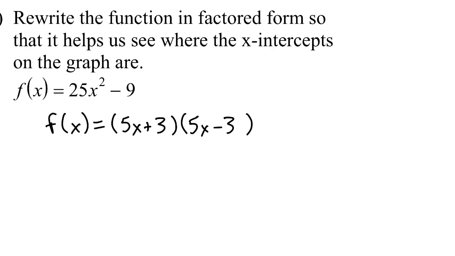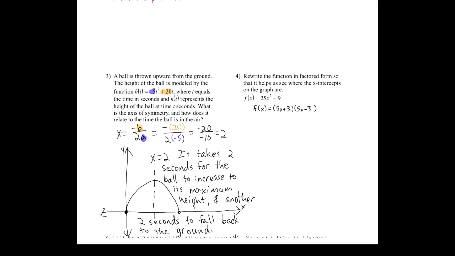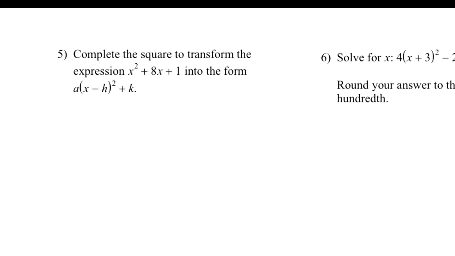Now, this helps us to see where the x-intercepts on the graph are, because we can set this equal to 0, solve for x. That will give us one of our x-intercepts. Set this to 0, solve for x. That will give us the other x-intercept. And that's the first page.